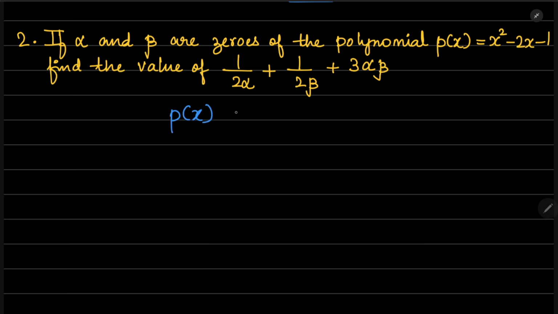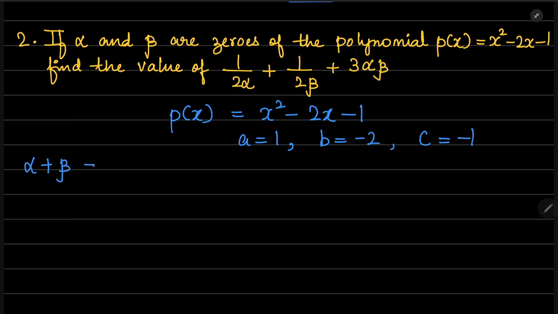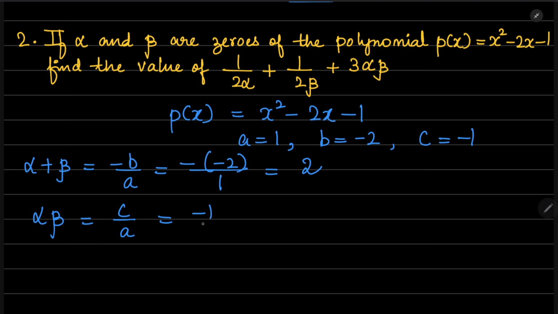So your given polynomial p of x is x square minus 2x minus 1. What is your a here? A is 1, b is the coefficient of x, which is minus 2, and c is minus 1. Sum of the zeros, alpha plus beta, equals minus b by a, which is minus of minus 2 by 1. So the answer is 2. Product of the zeros, alpha beta, equals c by a. What is c? Minus 1. A is 1. So it is minus 1.